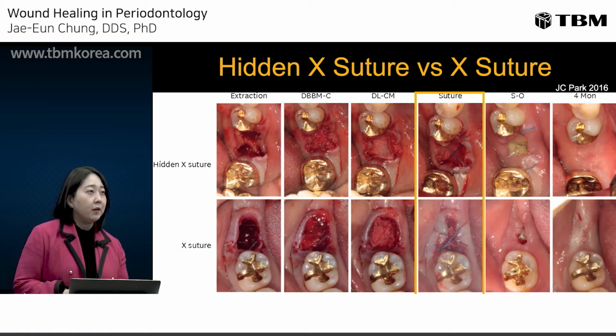These are the healing results of the hidden X and X sutures. At the hidden X suture site, there is minimum tension along the buccal-lingual axis, so there is reduced loss of keratinized gingiva. And it can hold the graft or membrane in the extraction socket well. This technique is very useful in socket preservation cases.